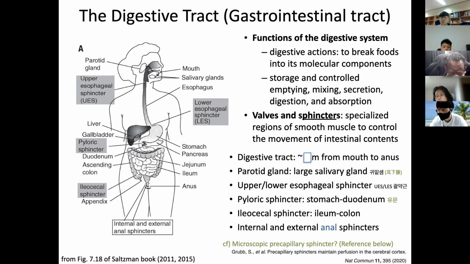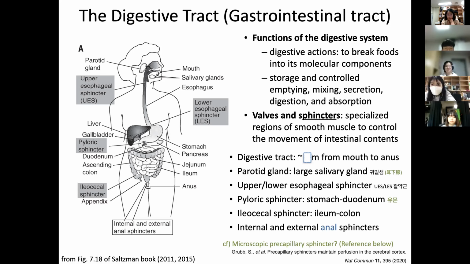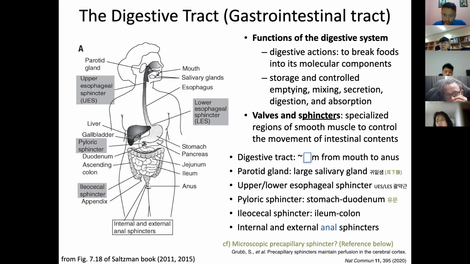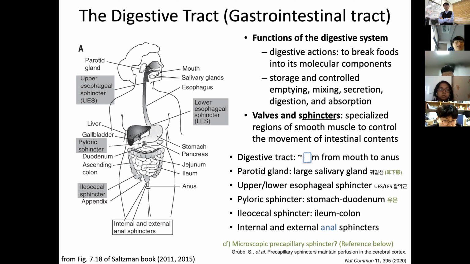Let me see. Kim Jong-un? Yes. Yeah, can you guess? When you stretch out mouth to anus, how much of the length can you expect? I don't know. I mean, you can guess. You don't have to know the answer exactly. 10 meters. Oh, very close.